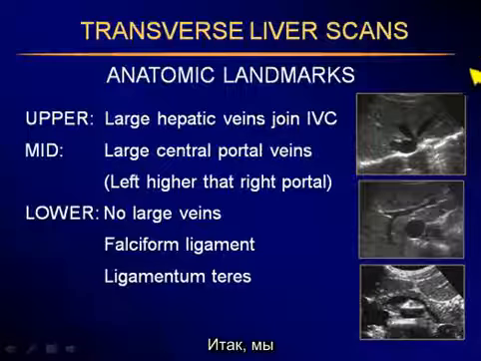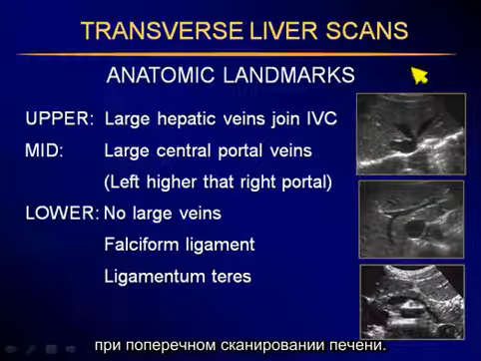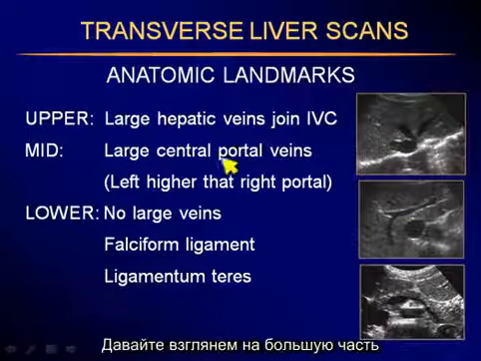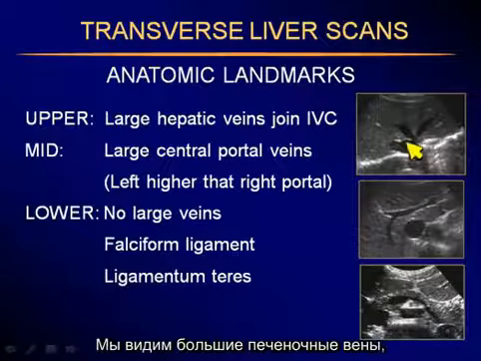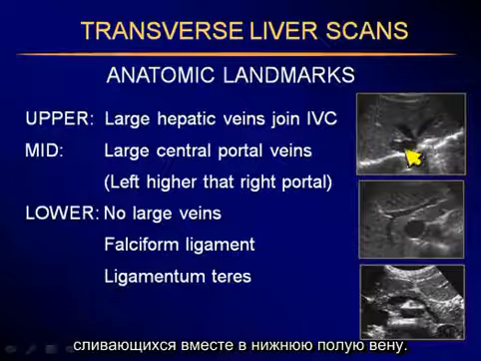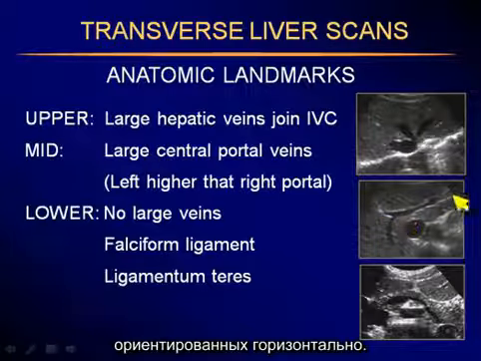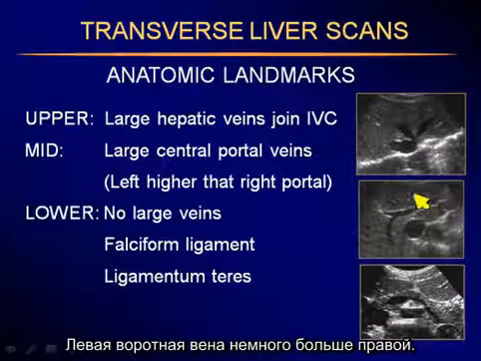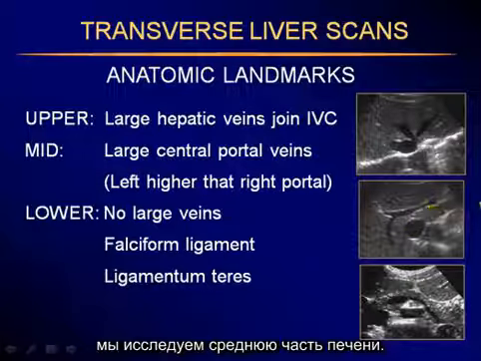So we have now a little bit of insight into the anatomic landmarks on transverse scans of the liver. And let's look at these. In high portions, in the upper parts of the liver, we see large hepatic veins coming together into the inferior vena cava. In the mid portions of the liver, we see the portal veins kind of horizontally situated, the left being a little higher than the right, but nonetheless with the bright walls. That we know now that we're in the middle of the liver.